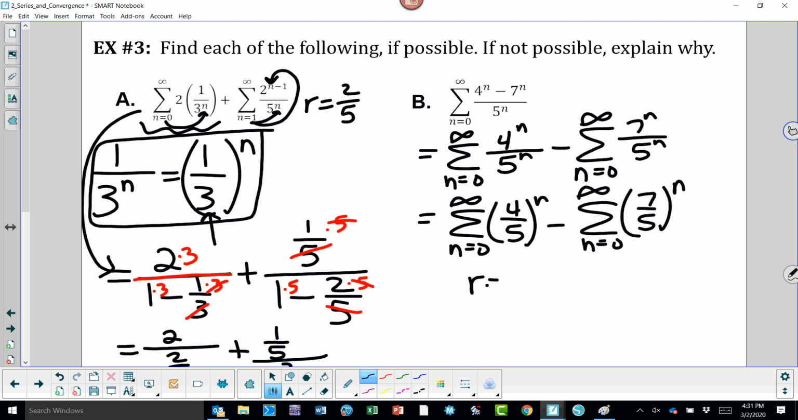Here we have an r of 4/5, so that's fine, but here we have an r of 7/5. So this diverges, and so I cannot find a sum, okay, because that part diverges. So this is a divergent series, so I cannot find the sum.